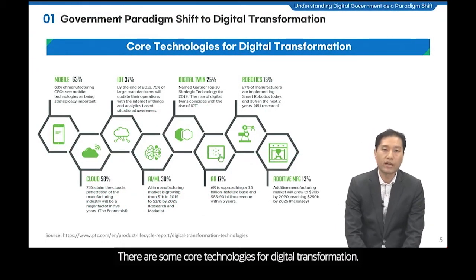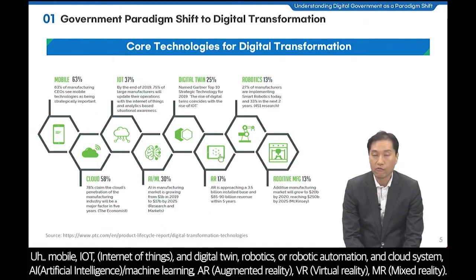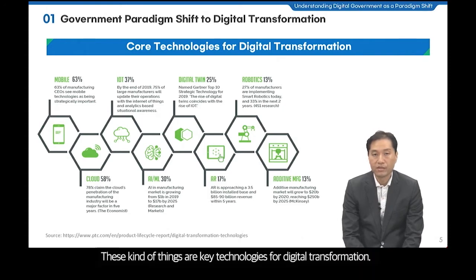There are some core technologies for digital transformation. Mobile, IoT, Internet of Things, and digital twin, robotics or robotic automation, and cloud system, AI, artificial intelligence, and machine learning, and AR, augmented reality, VR, virtual reality, and MR, mixed reality. These kinds of things are key technologies for digital transformation.